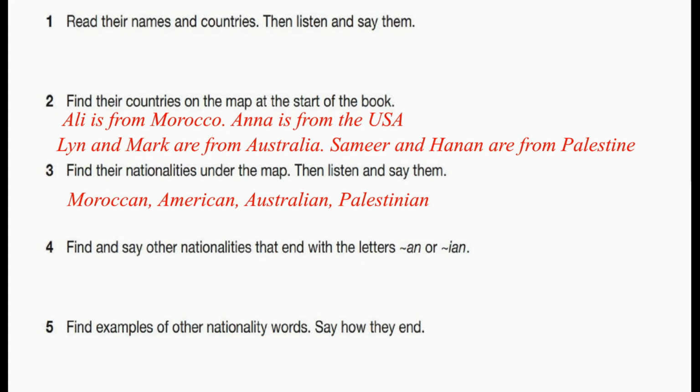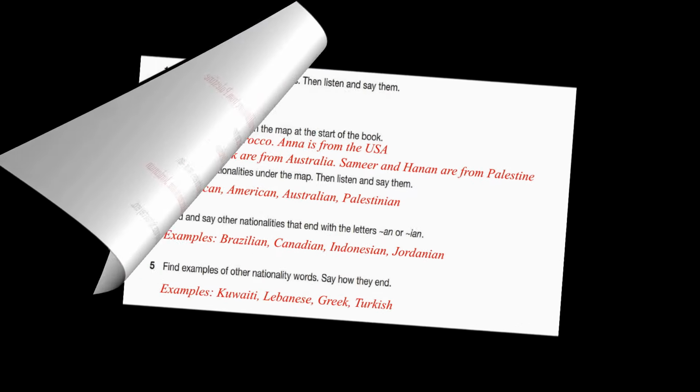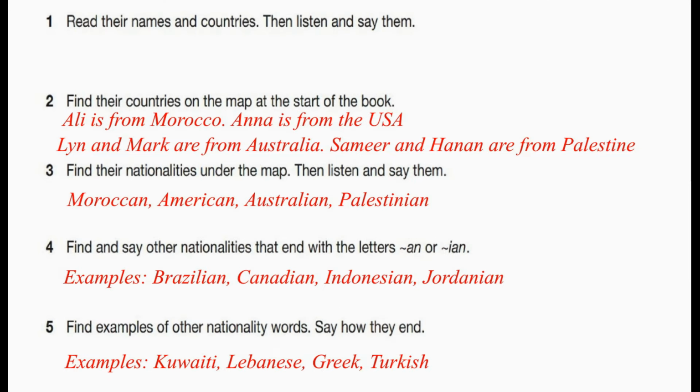Four. Find and say other nationalities that end with the letters -an or -ian. Examples, Brazilian, Canadian, Indonesian, Jordanian. Five. Find examples of other nationality words. Say how they end. Examples, Kuwaiti, Lebanese, Greek, Turkish.